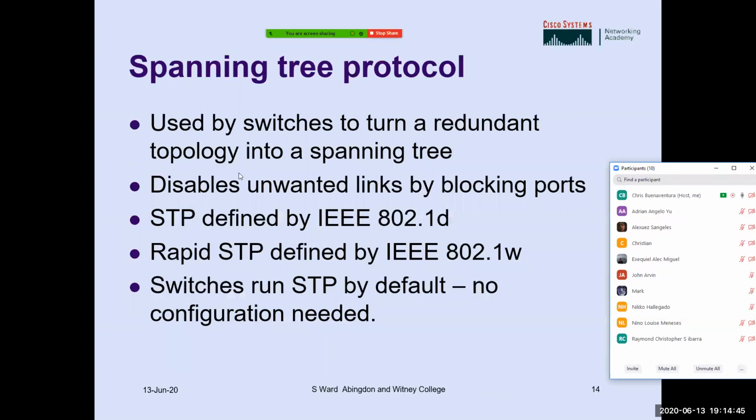Okay? STP is used by switches to turn a redundant topology into a spanning tree. You disable unwanted links using 802.1d. So, how does it disable? It disables by blocking ports. No? Blocking ports. So, ito yung, there are 4 states sa switches.